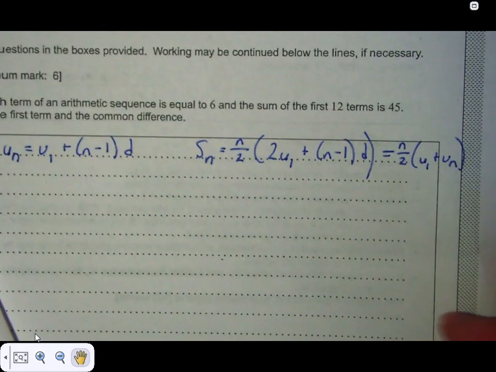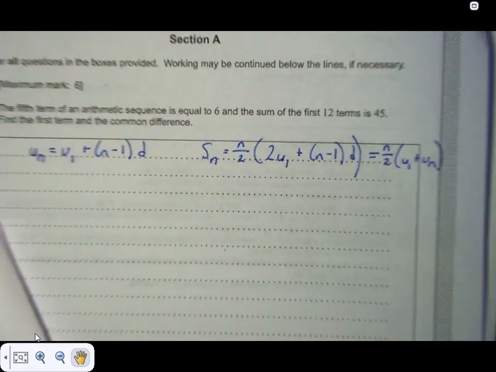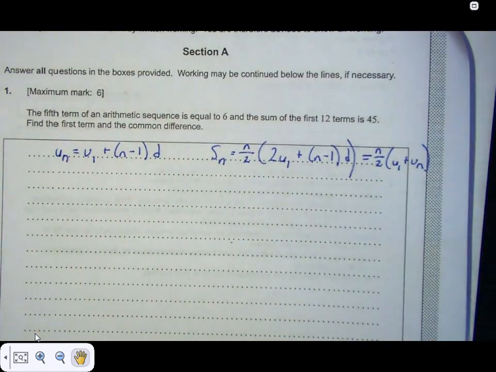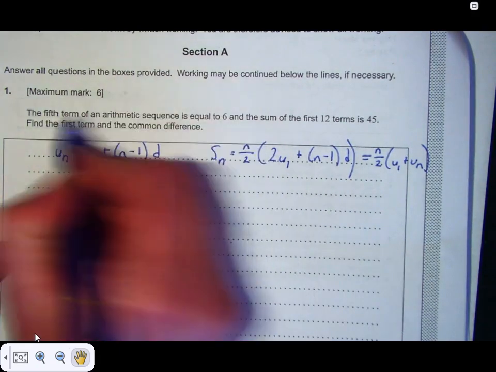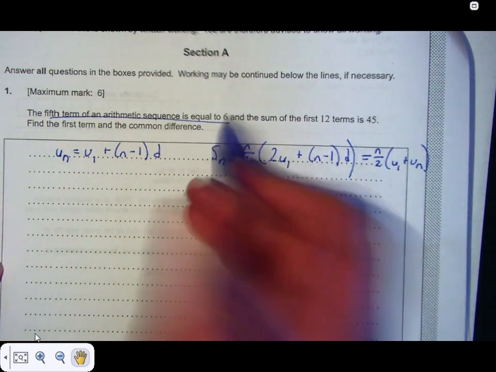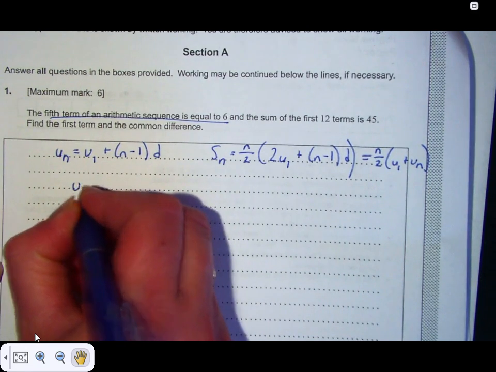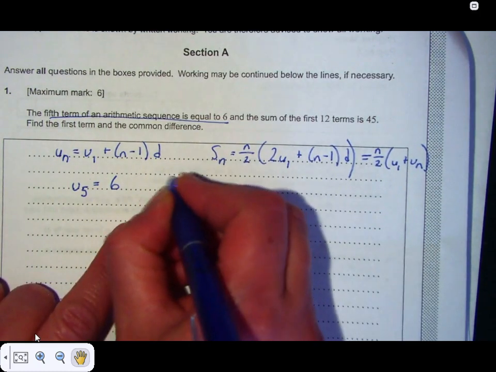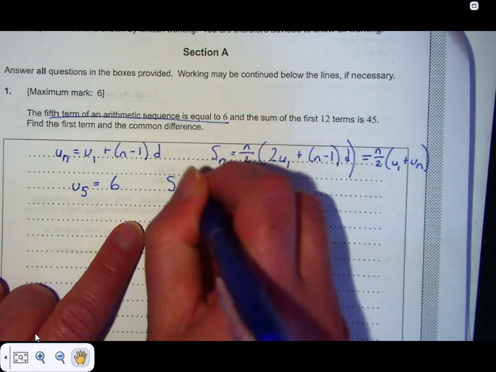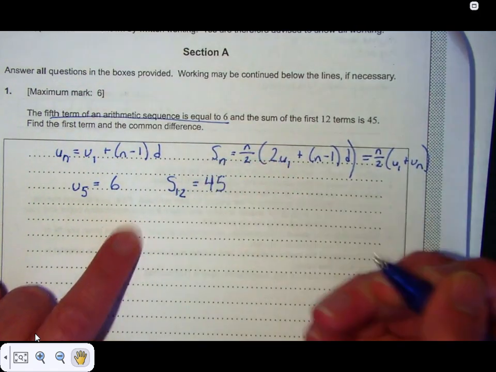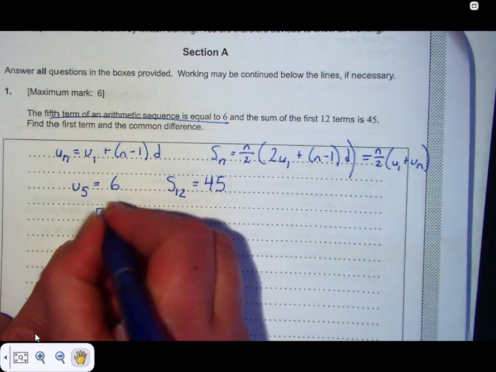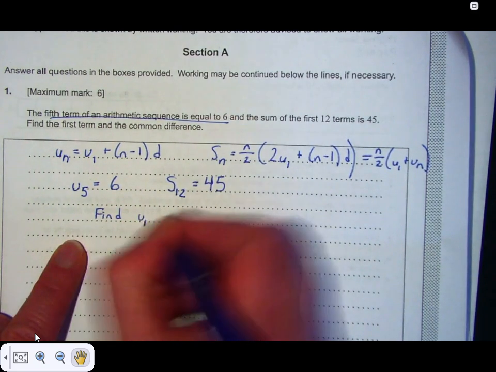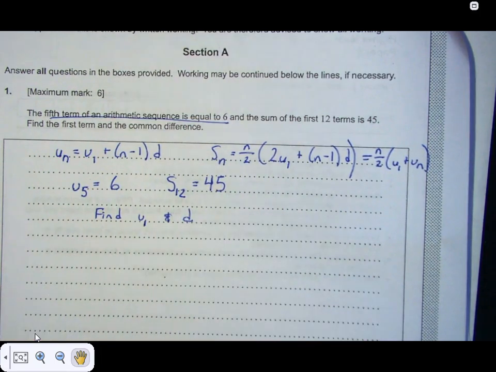Okay, so those are all the formulas that are at my disposal. When you see the fifth term of an arithmetic sequence is, I would be writing down as I read this problem. So fifth term is equal to 6, so I would write down u sub 5 is 6, because that's how you write down a particular term. And then it says the sum of the first 12 terms, so that's s sub 12 is 45. And they want you to find the first term, u sub 1, and the common difference, d.